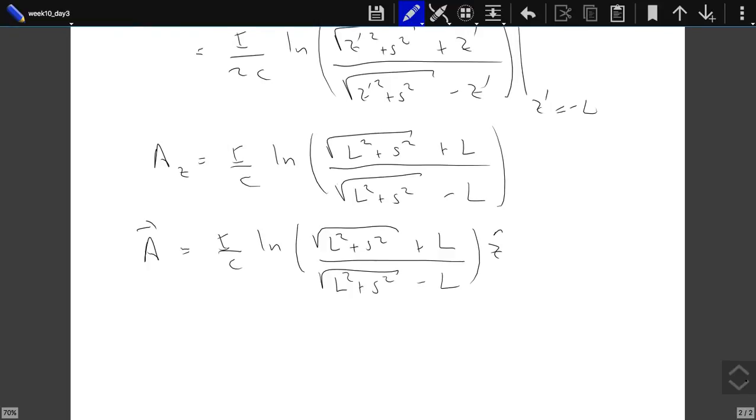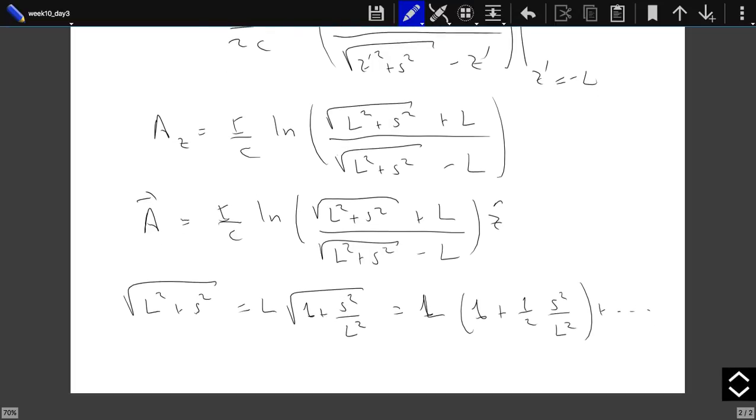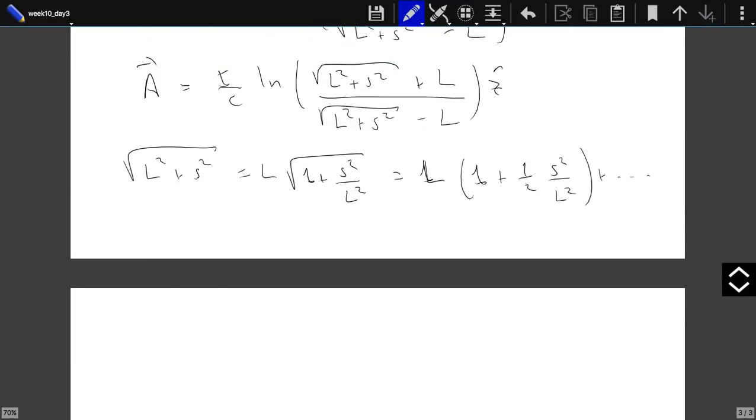Let's make an expansion. L we will assume very large, and let's make an expansion of this factor in powers of 1 over L. We have this square root of L squared plus S squared, which is L times the square root of 1 plus S squared over L squared, which is L times 1 plus 1 over 2 S squared over L squared, plus other terms. Let's hope that this much will be enough.